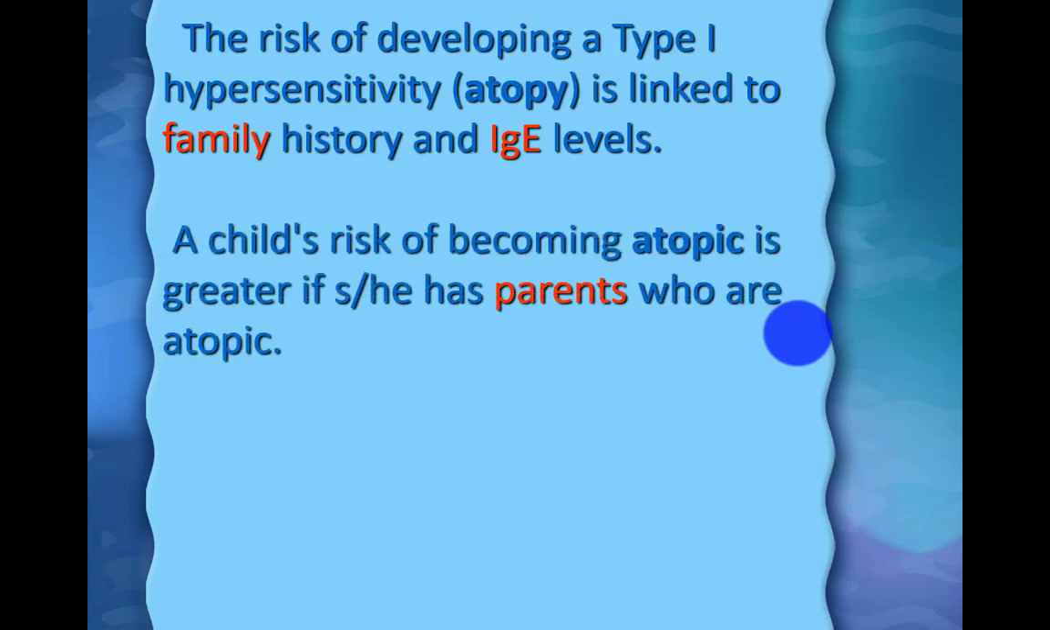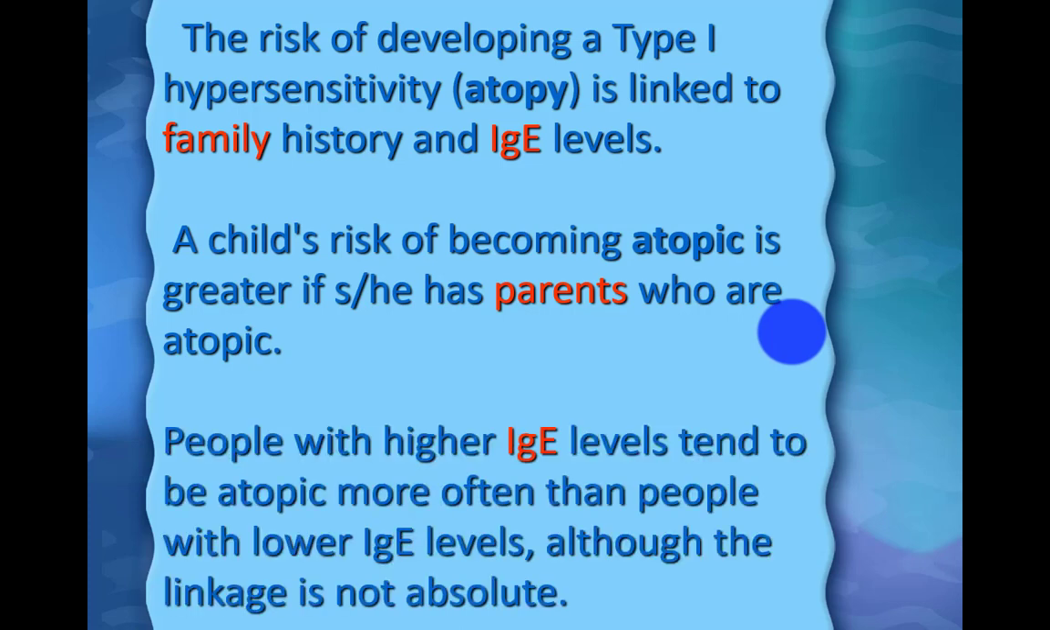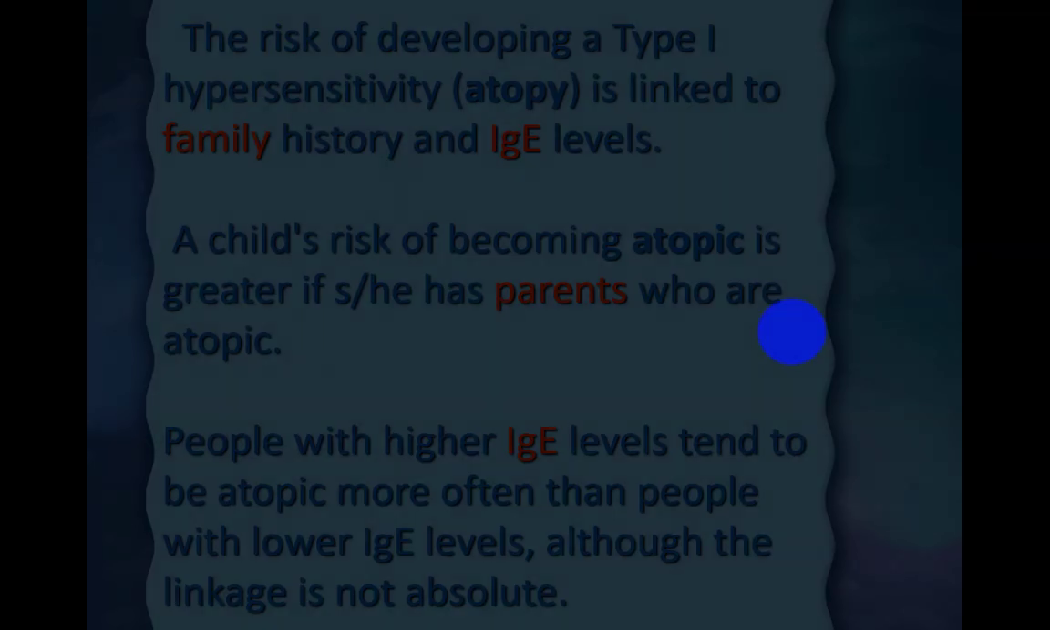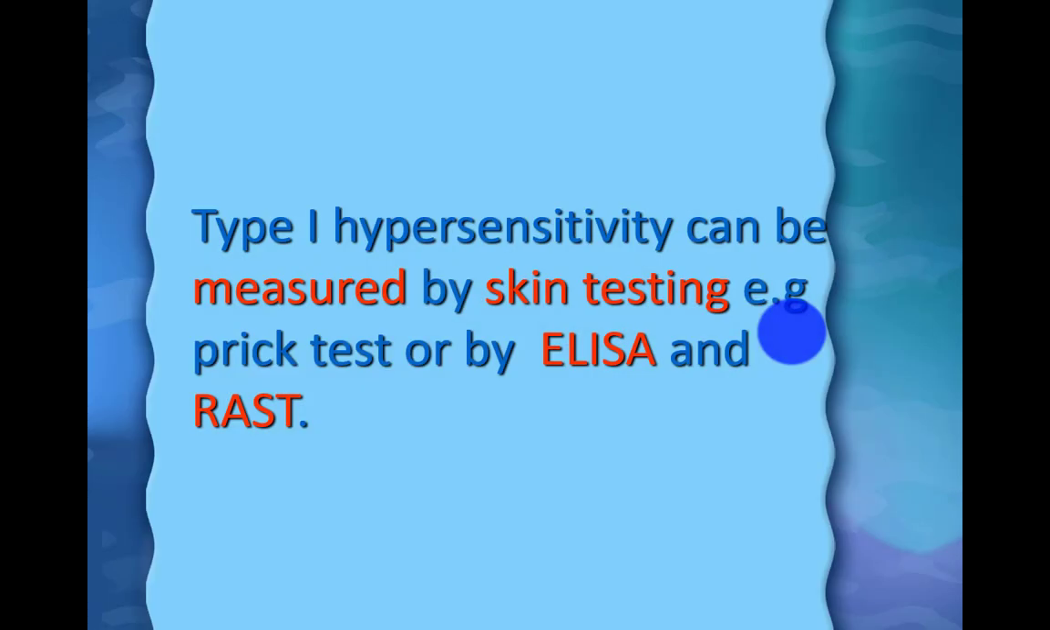The risk of developing a type 1 hypersensitivity, atopy, is linked to family history and IgE level. A child's risk of becoming atopic is greater if he or she has parents who are atopic. People with higher IgE level tend to be atopic more often than people with lower IgE level, although the linkage is not absolute. Type 1 hypersensitivity can be measured by skin testing, prick test, or by ELISA and RAST.